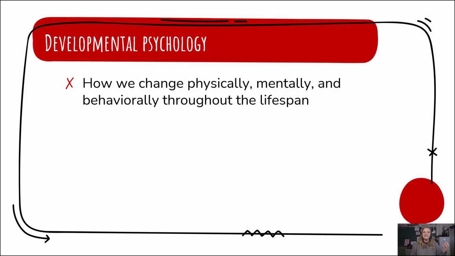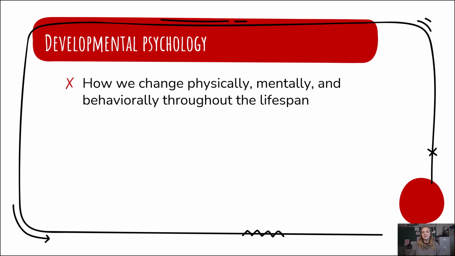First things first, developmental psychology. Really, this is answering the question of how we change throughout our lifespan. This is the branch of psychology that studies the physical, mental, and behavioral changes that occur from conception all the way to old age. And it really looks at the various things that influence our behavior. So biological, genetic, psychological, social, cultural, and environmental factors that affect development throughout our lifespan.